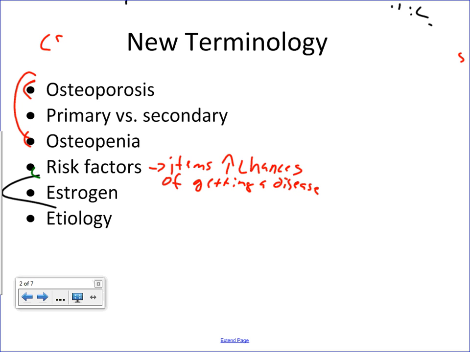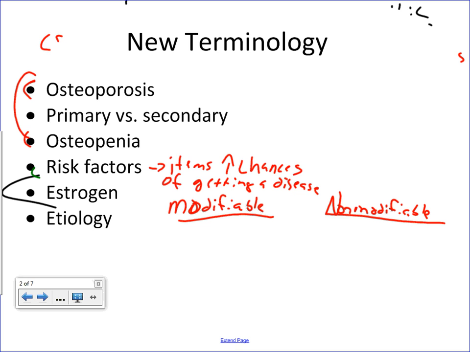And there are two types of risk factors out there: modifiable and non-modifiable. Modifiable risk factors are risk factors that we have control over. Non-modifiable, we have no control over these.